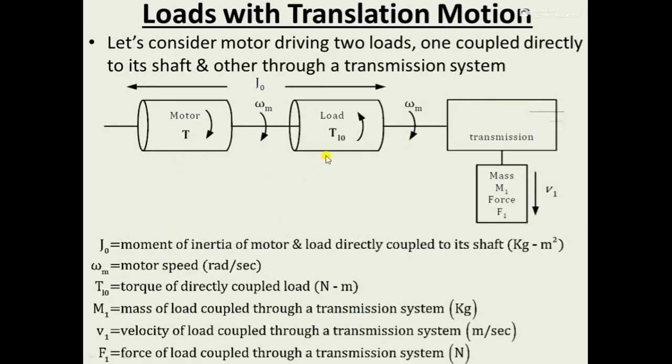Kinetic energy for this motor load system will be half J0 omega m square, and kinetic energy for this mass system or translational system is half m1 v1 square. Kinetic energy of the equivalent moment of inertia for this complete motor load system is half J omega m square, where omega m is taken as the reference speed, that is the speed of the reference motor shaft.